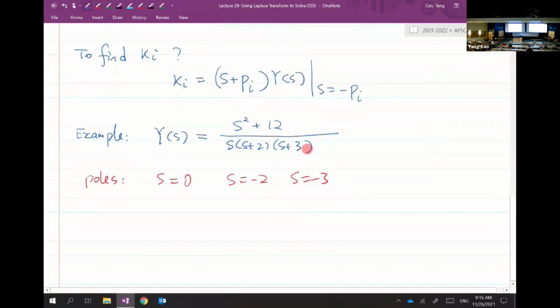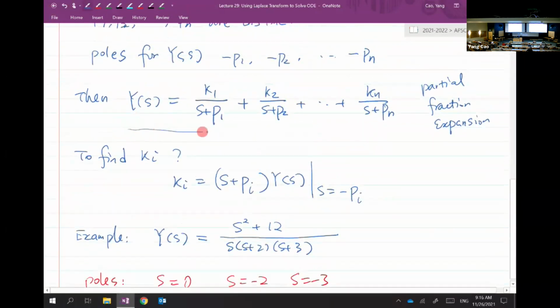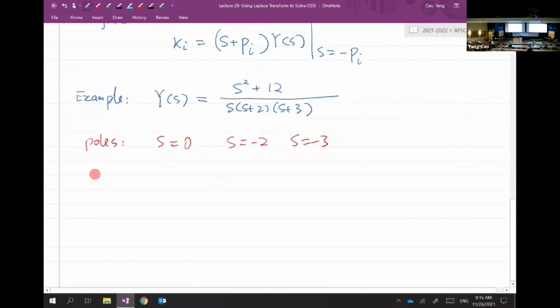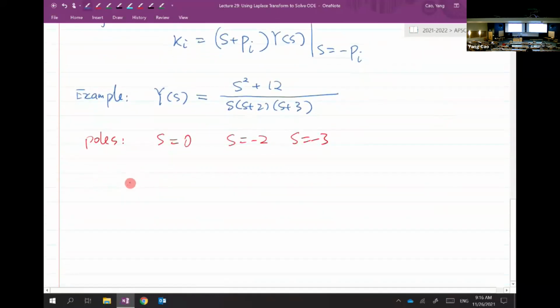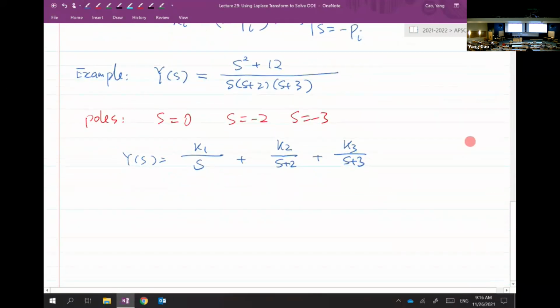Once you identify these three different ones, then I can use the formula. So I know my Y(s) can be turned into additions of those simple fractions. I just have to calculate each one of the k's: k1, k2, k3. So let's write down Y(s) first: k1 over s, plus k2 over s plus 2, and k3 over s plus 3. This is your final form of Y(s).